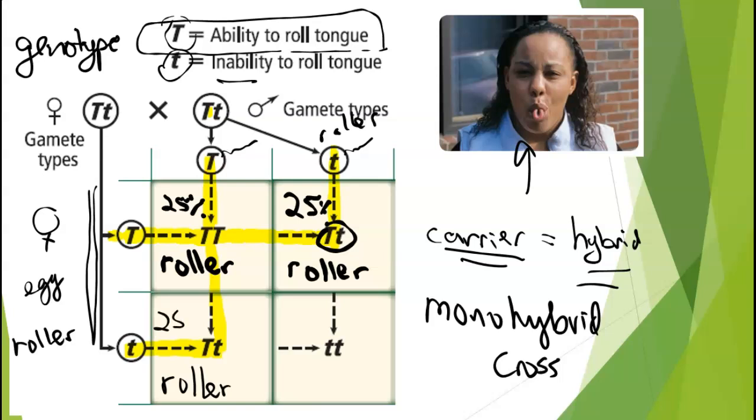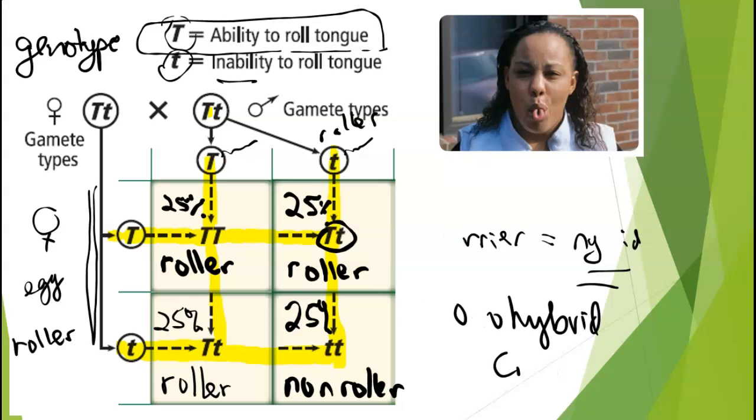Another 25% chance. And the bottom egg and the last sperm produce our homozygous recessive individual, the non-roller. They're unable to roll their tongue. So when you look at this, we have 25%, 25%, 25%, 25%. That equals our 100%. And we can look at what the genetic probabilities are.